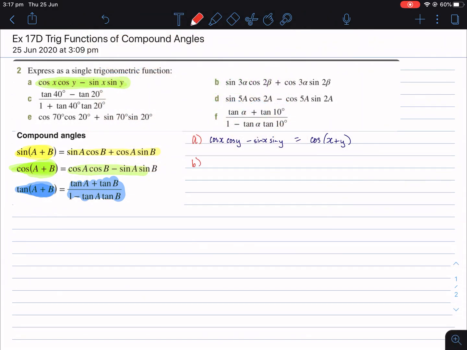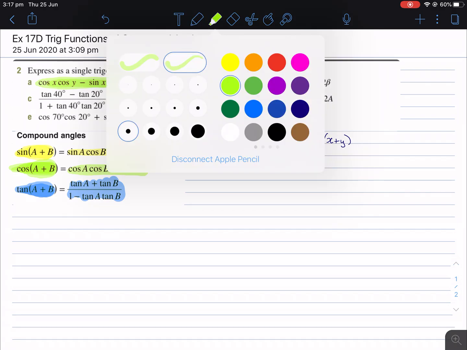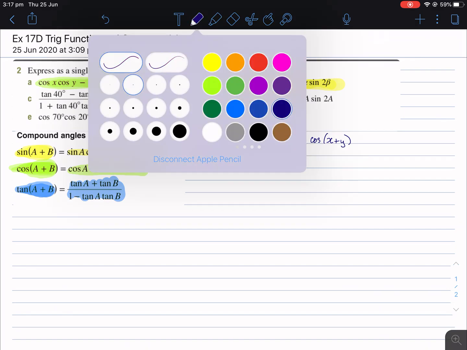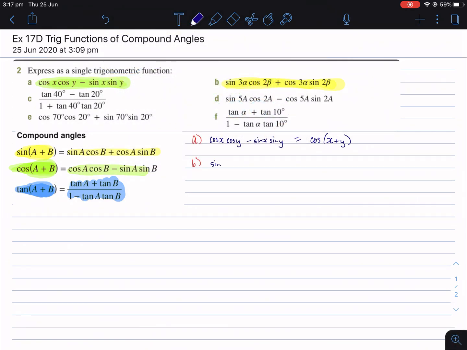Question B, I've got sine cos plus cos sine, so I'm straight away thinking that looks like sine. So I've got sine 3 alpha cos 2 beta plus cos 3 alpha sine 2 beta. So our big A is whatever's in the sine, I'm going to say that A is 3 alpha. So I reckon it's sine 3 alpha plus 2 beta. It honestly doesn't matter which way around you get it.